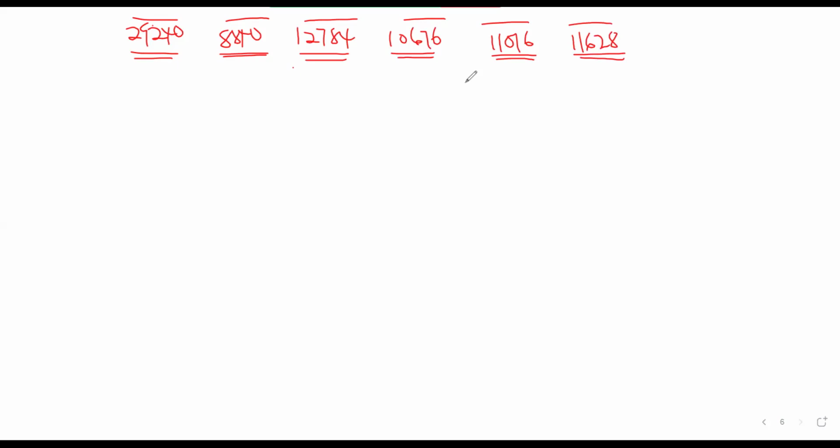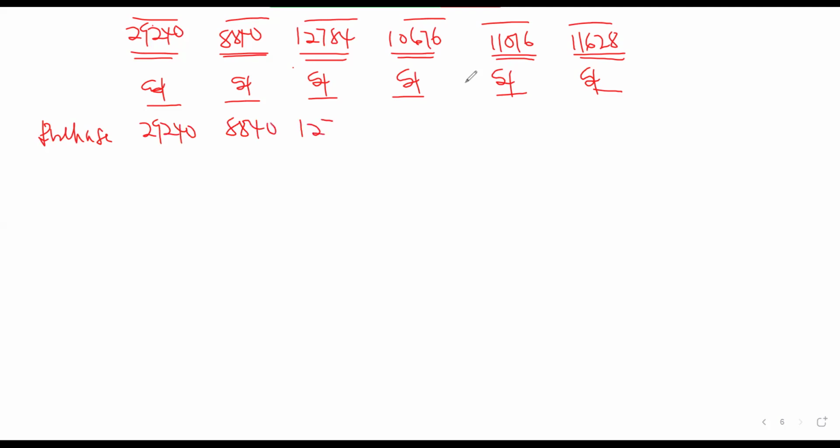We are still under the unit. We come to the value, material purchase in value. So let's come to the value. You now have the currency sign here. What is the quantity that we are purchasing? So the quantity that we are purchasing for the first one will be 29,240. Is that correct? 8840, 12,784, 10,676, 11,016, and 11,628. Is that correct?